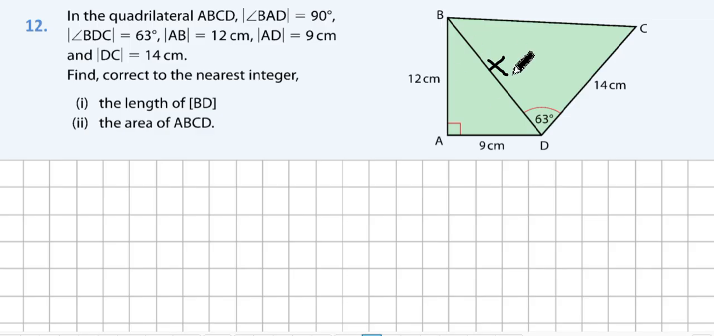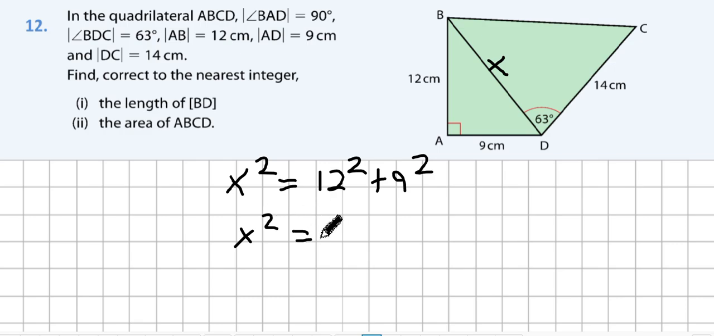What type of triangle is this? Is it right angled? So you can use Pythagoras theorem. So you can use x squared equals 12 squared plus 9 squared. And I think when you add that together, you get 225. You square root 225, you get an answer of 15.